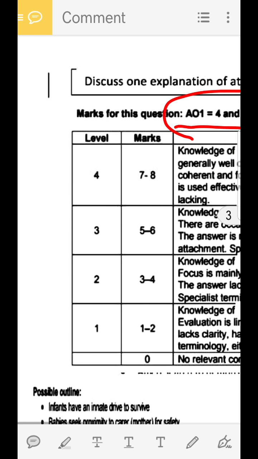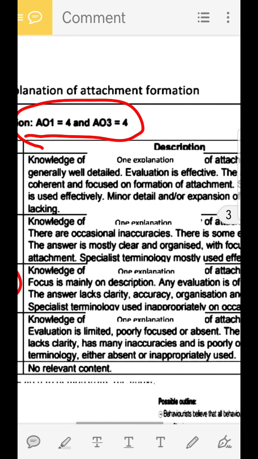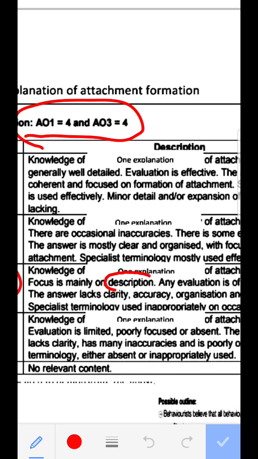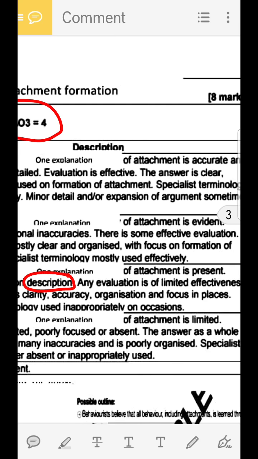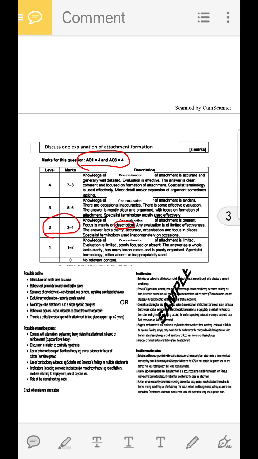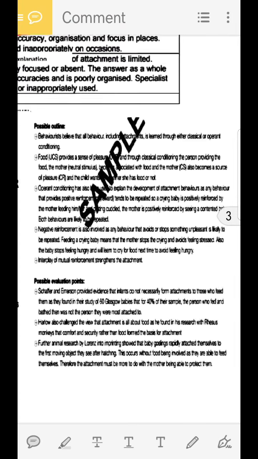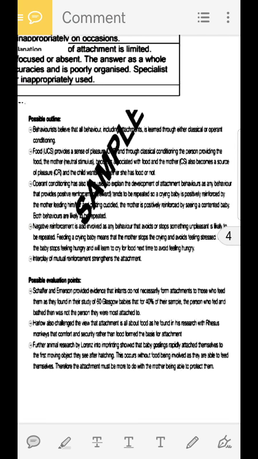So some of you were going to be capped in here because all you have done is describe. Focus mainly is on description. Any evaluation is of limited effectiveness. So that is explaining why. Frustrating for some of you, because I've no doubt that you would have known what the evaluation points were, but you just weren't addressing the word discuss. So we'll start on the right hand side here by just looking at some material for the behavioural essay, for those of you who did that one.